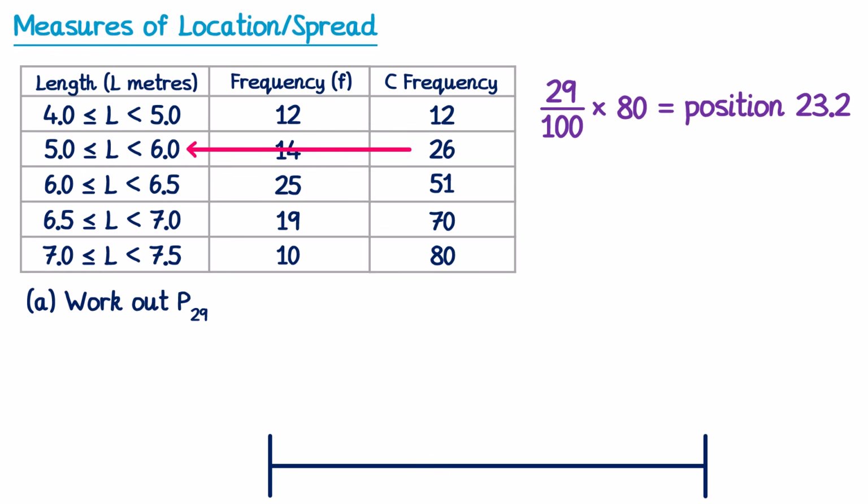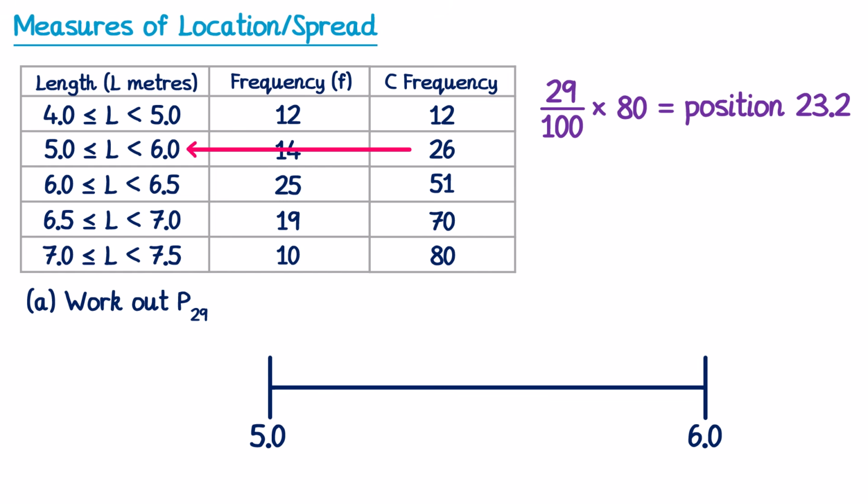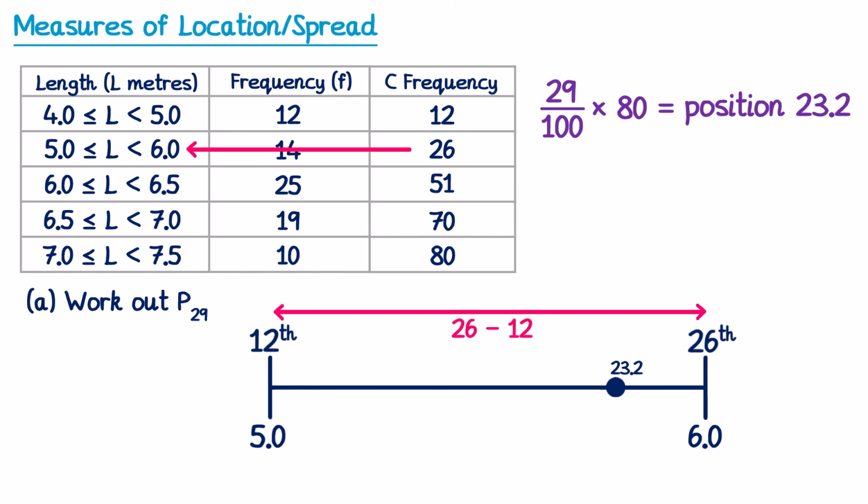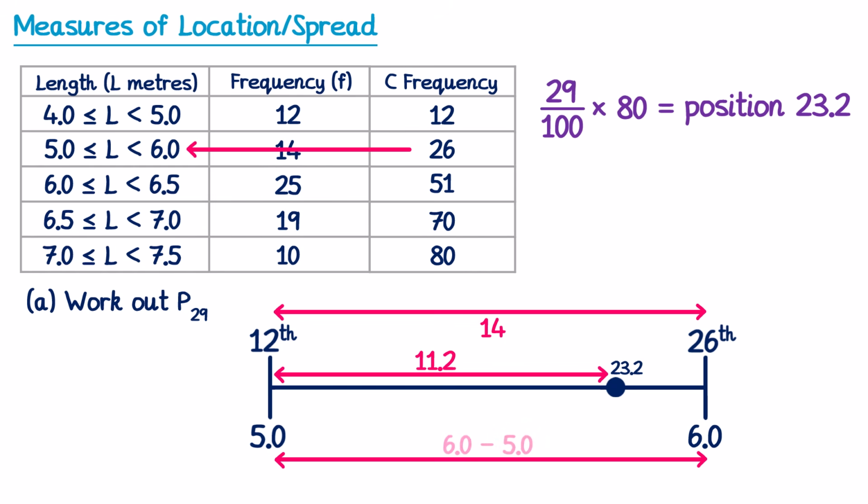So we draw out the interval between 5 and 6 meters, then the rest of the process is much the same as before. The previous group finished at the 12th value, and this one at the 26th. Then we mark on the point we're looking for, which is position 23.2, and then we just compute the values. So the difference between these ones is 14, the difference between these two is 11.2, the difference between these is just 1, and then we mark on x.